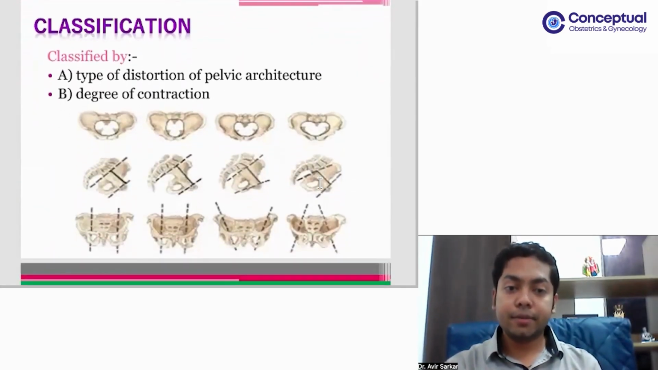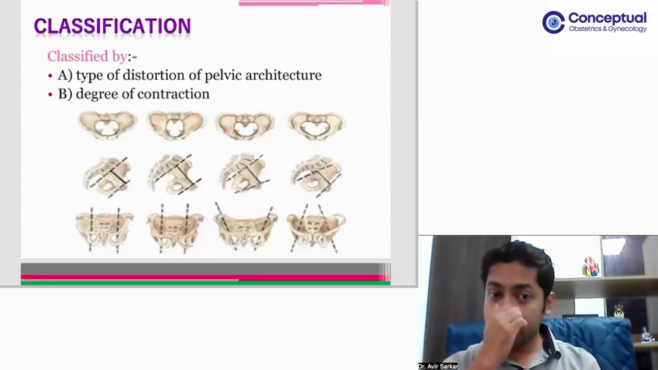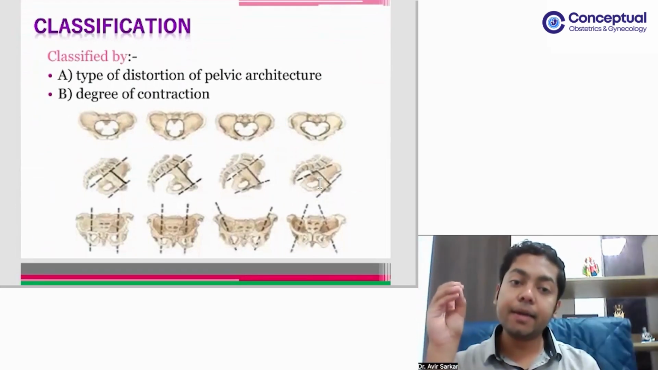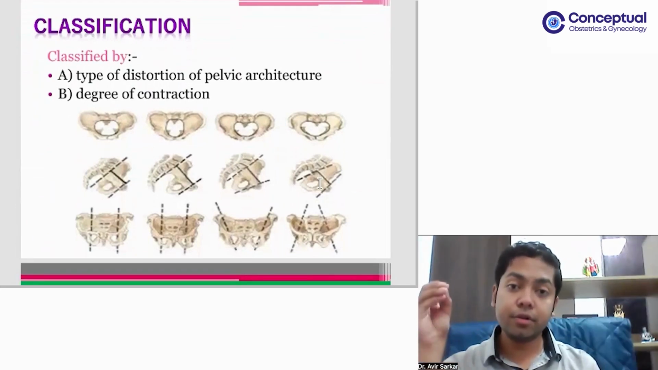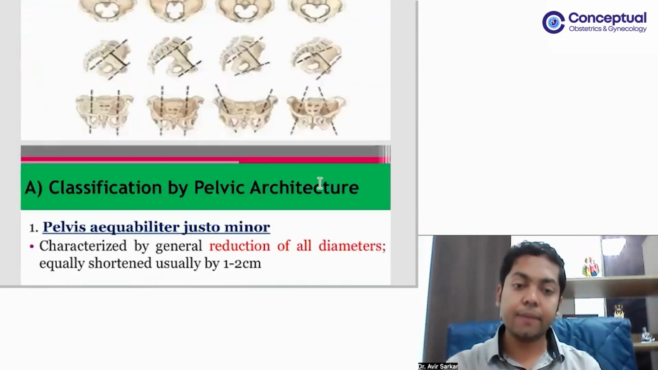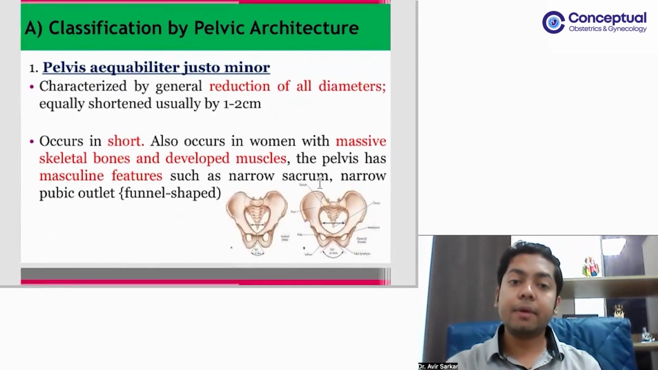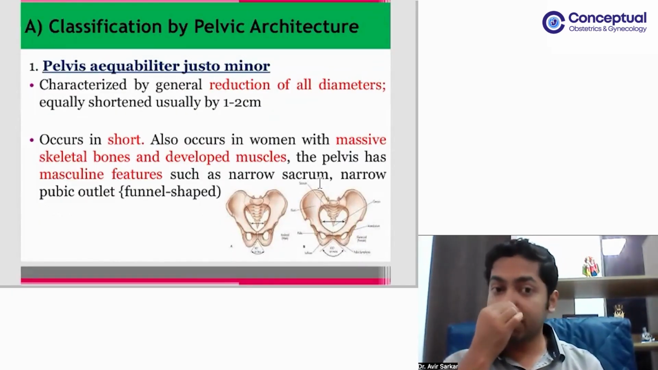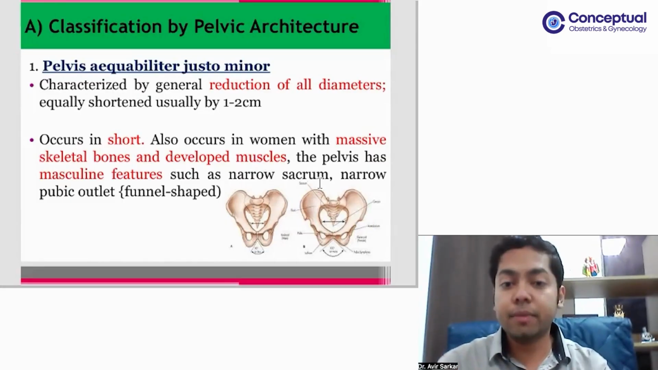Coming to classification. Contracted pelvis can be classified depending upon the level of distortion of the pelvic architecture and the degree of contraction. Now coming to the classification by pelvic architecture. The first is pelvic equabiliter justo minor. So basically, what do you mean by equabiliter justo minor? It is a justo minor type of reduction.